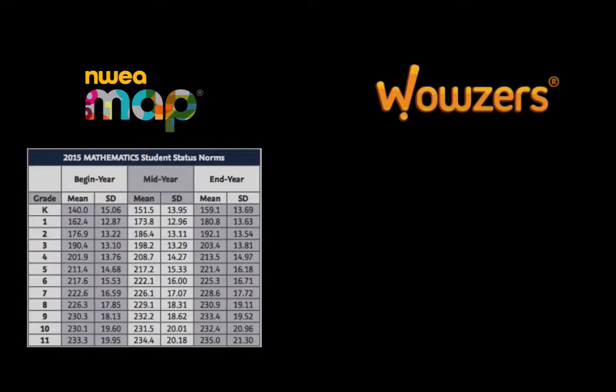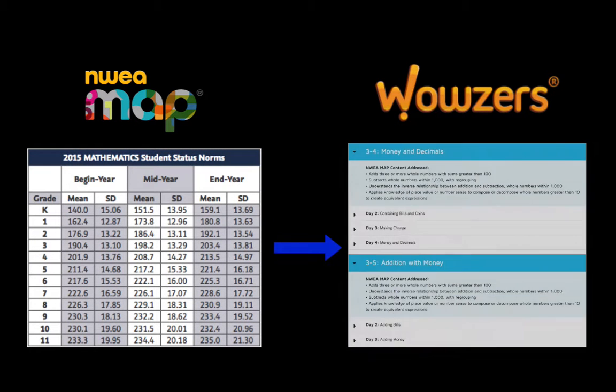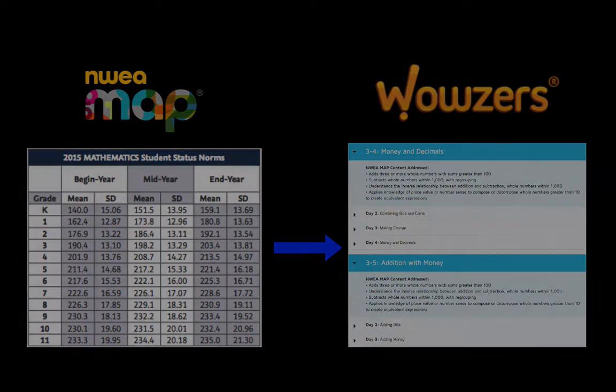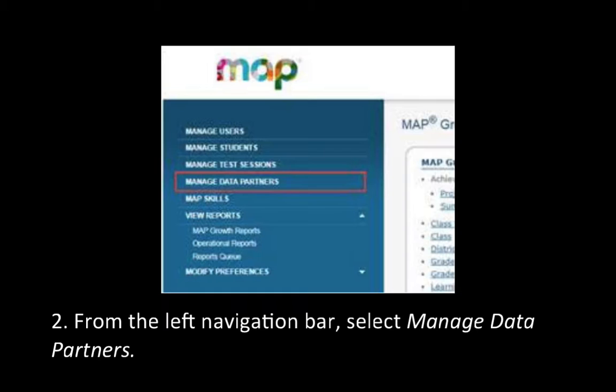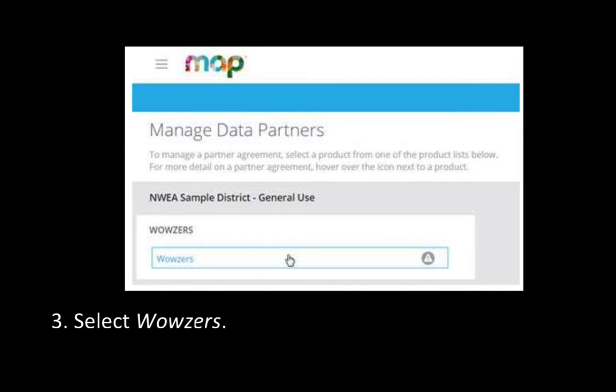The mission of Wowzers and NWEA's integration is to personalize learning by using MAP Growth RIT scores to prescribe an individualized learning path in the Wowzers math program for each student. In just a few easy steps, give Wowzers permission to access your students' RIT scores. By completing these steps, it gives Wowzers the ability to communicate directly with NWEA to save you time and energy.